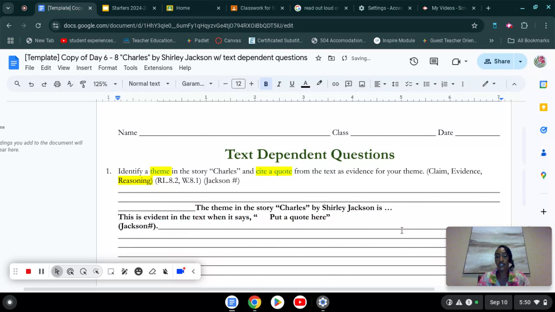Your last sentence is going to be, "This demonstrates that the theme is," whatever you put as your theme, "because," and explain it.